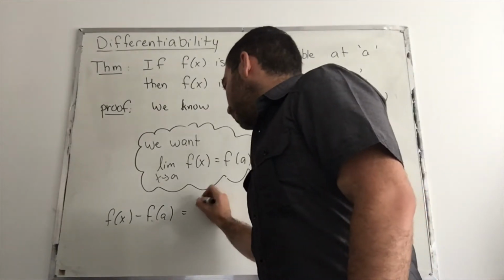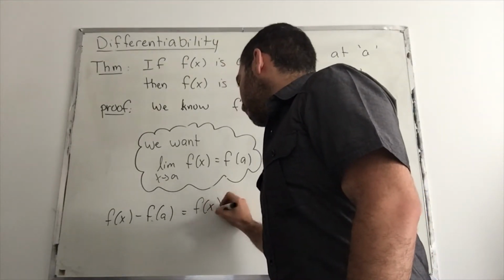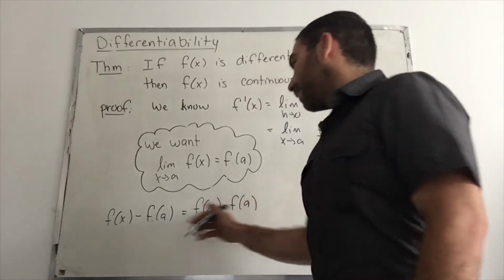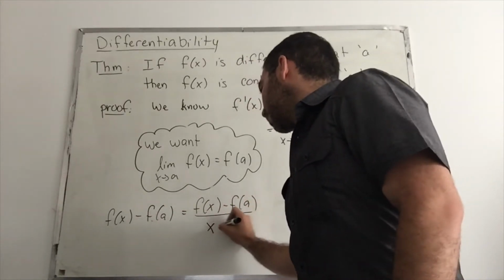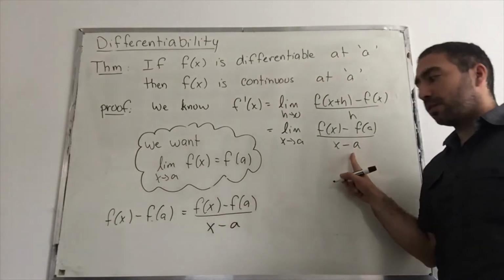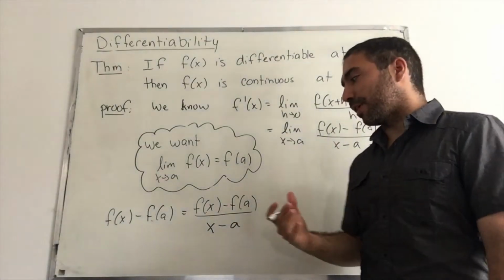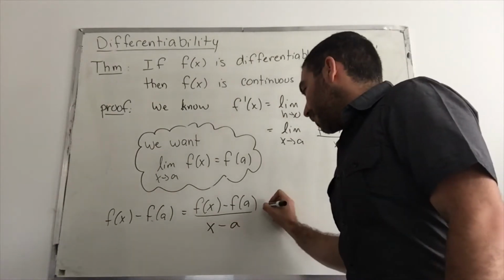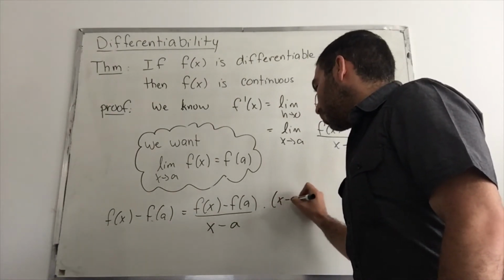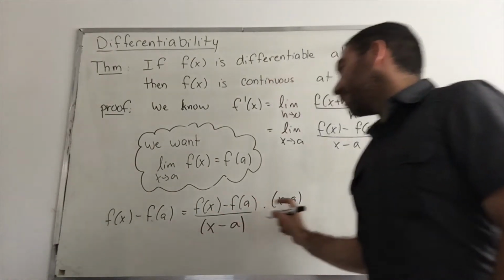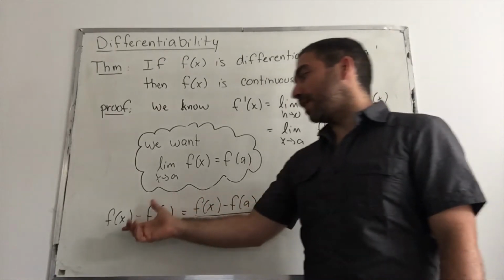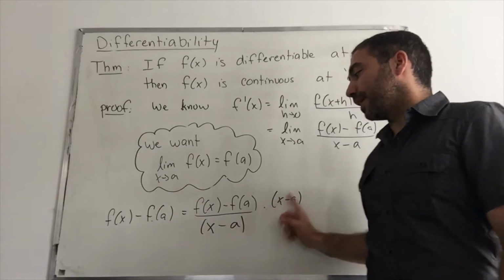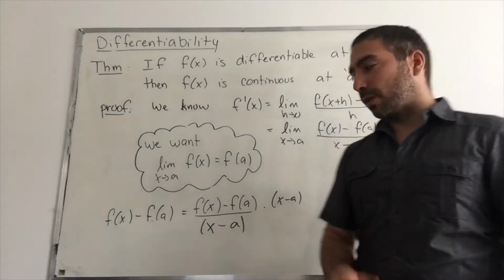So what I could do is take f of x minus f of a, that's the same statement. This is obviously equal to this, and I want to divide it by x minus a to get this. But you can't just divide by some value. It's a fancy way of multiplying by 1. We're going to multiply the top and the bottom, the numerator and the denominator, by x minus a. So now this is an equivalent statement because x minus a divided by x minus a cancels, and this is the same. So far so good.